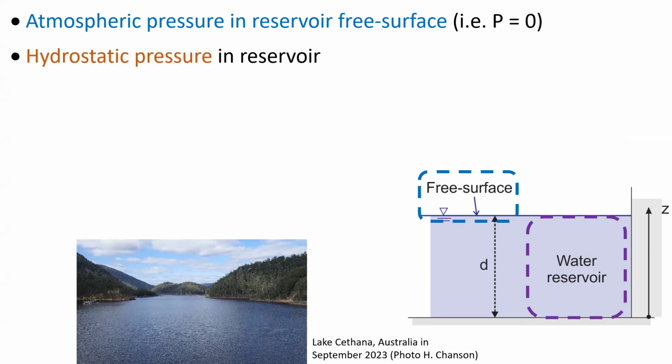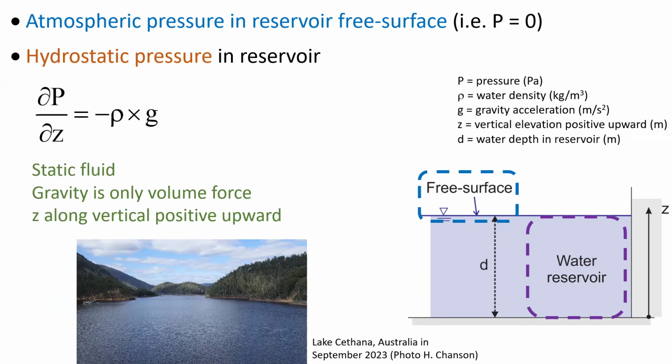In the reservoir, the pressure is hydrostatic, and the vertical pressure gradient equals minus rho g, where z, the vertical elevation, is always positive upward, rho is the water density, and g is the gravity acceleration. The minus sign reflects that the pressure in the reservoir increases as we go deeper into the reservoir.